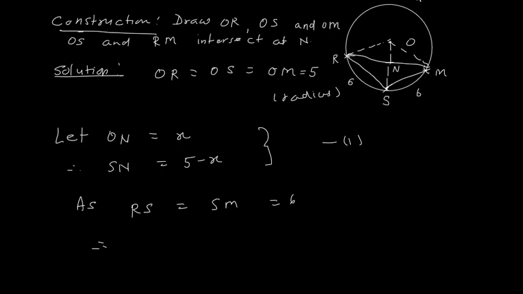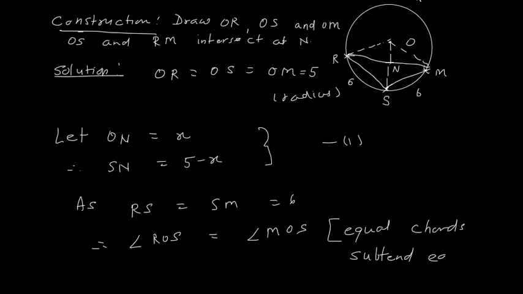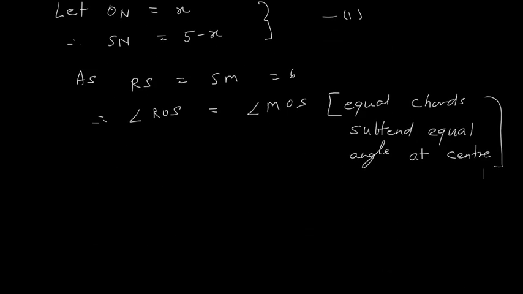So therefore angle ROS is equal to angle MOS. Okay, what is the reason? Equal chords subtend equal angle at the center. So equal chords subtend equal angle at the center. Let us consider this as equation number 2.